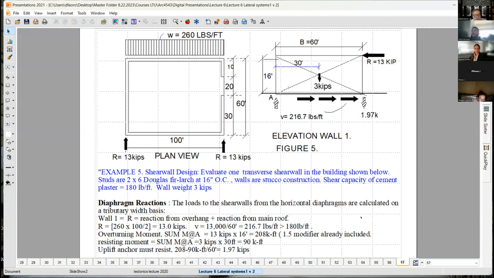Our uplift anchors must resist 208 minus 90 kip feet divided by 60 feet. That's the difference between the two uplift anchors. One's on the left, one's on the right. And so those little metal anchors I showed you in the picture a moment ago for the wood shear walls, they have to hold down almost 2 kips, 1.97 kips, in order for keeping this safe.